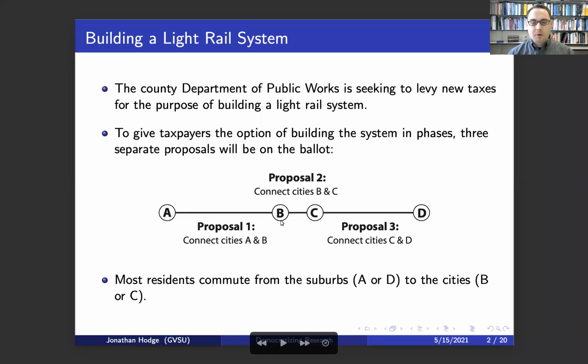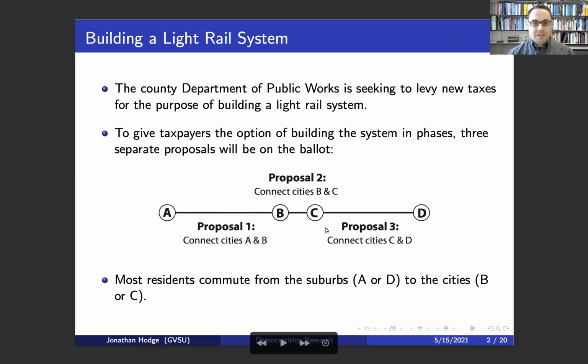So the Department of Public Works for this county is proposing to build a light rail system. They want to levy taxes to do so. And they're going to allow the voters to make a decision on whether we should go forward with this project. But we're going to do it by putting 3 different proposals on the ballot. First one is, should we build the light rail connection between A and B? Second one is, should we build the light rail connection between B and C? And the third is, should we build the light rail connection between C and D?